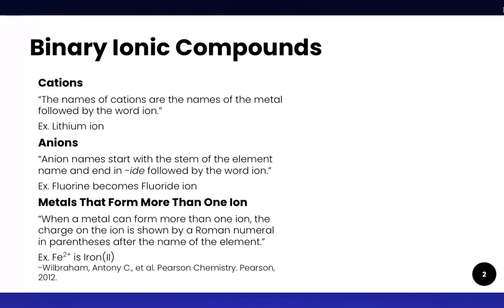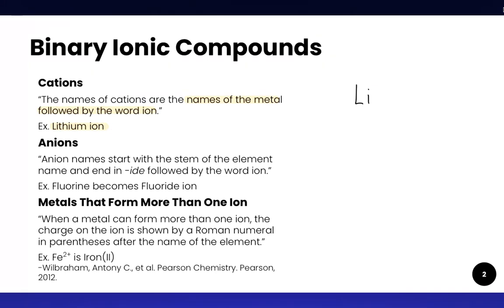The cation in the ionic compound will just be the name of the metal followed by the word ion. So that one's easy. For example, if lithium were in the compound, you would call it a lithium ion. And then if you were naming the compound, you would leave the word ion off. So lithium is our example.